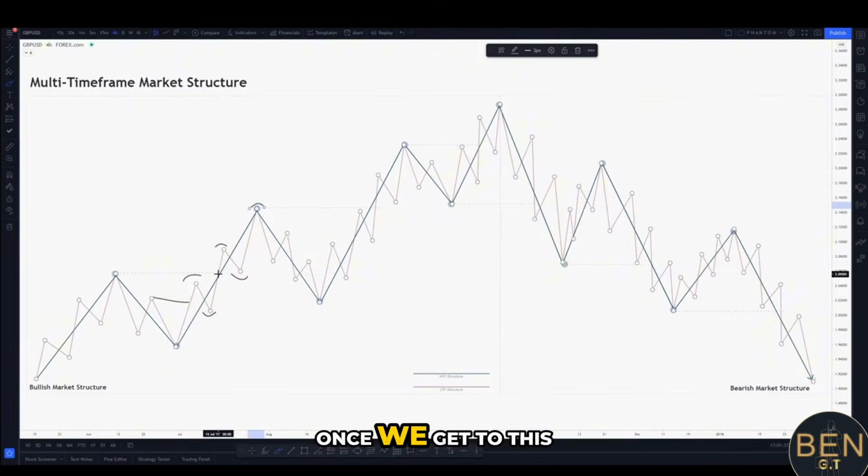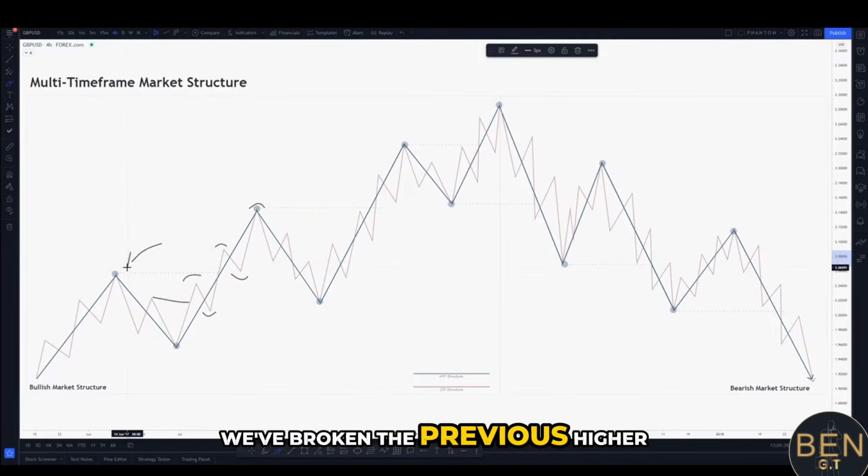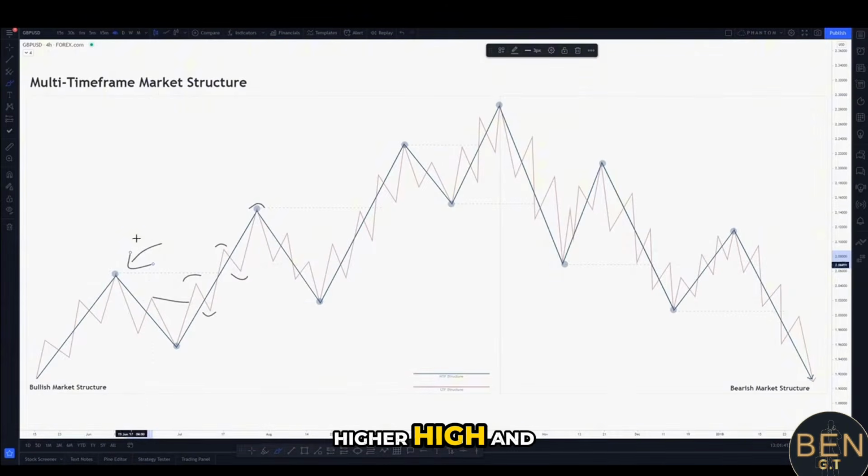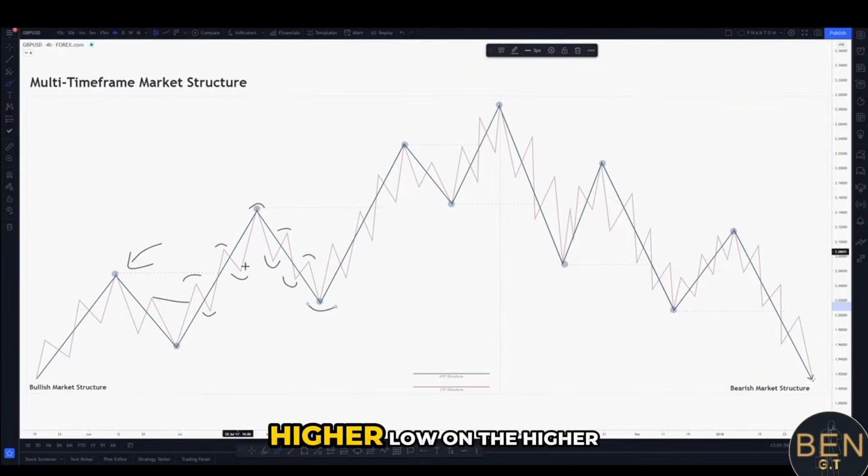And as we can see, once we get to this point, we've broken the previous higher time frame's higher high, and we're starting to see the continuation of the bull trend. And this will continue, and as we'll see, when price begins to retrace on the higher time frame, on the lower time frame, we'll start to see a series of lower lows and lower highs until we put in the higher low on the higher time frame.